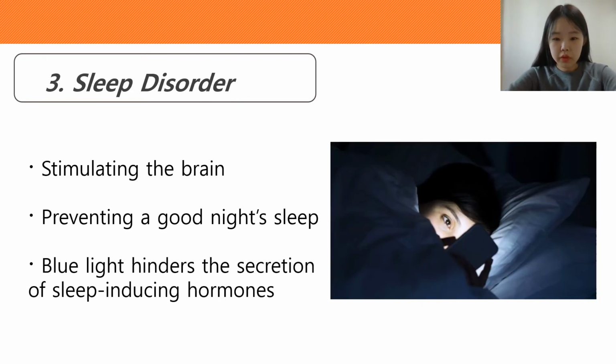The last one is a sleep disorder. Continuing to use a smartphone even in bed stimulates the brain, reducing sleep time and preventing a good night's sleep. In addition, blue light, a light from electronic devices such as smartphones and TVs, hinders the secretion of sleep-inducing hormones, which can interfere with sleep.